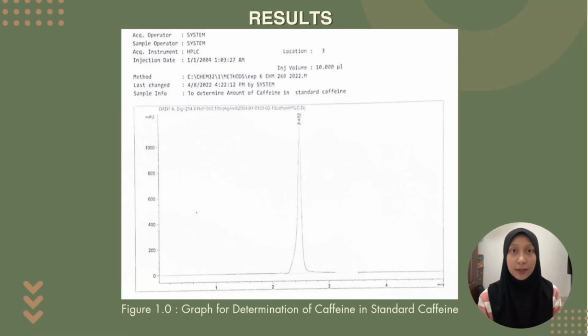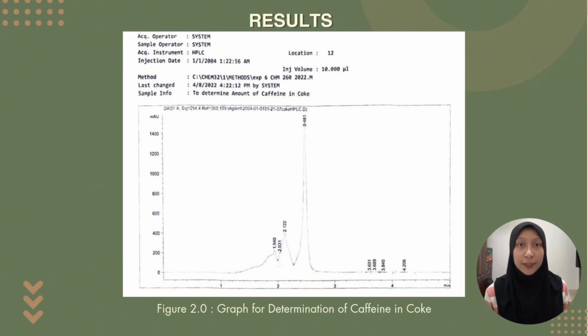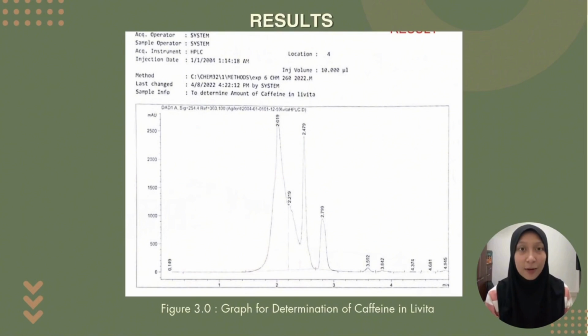Moving on to the result and calculation for the concentration in this experiment. This result displays the graph for determination of caffeine in standard caffeine. The highest peak at 2.482 is determined as the caffeine peak, used to make a comparison with the other two samples, which are Coke and Levita. Next, the graph for determination of caffeine in Coke. It shows a variety of peaks, but only one peak is determined as the caffeine peak, which is at 2.481. And lastly, the graph for determination of caffeine in Levita. The caffeine peak is indicated at 2.479.